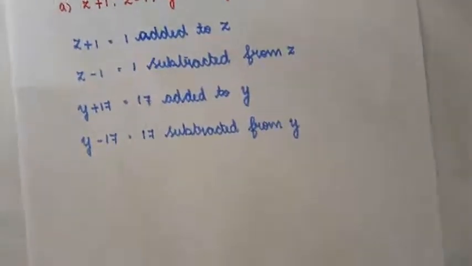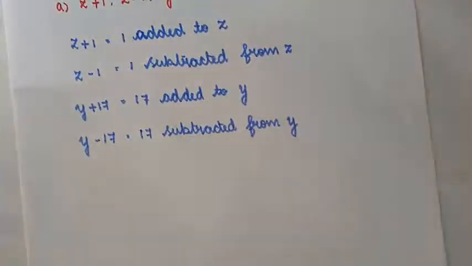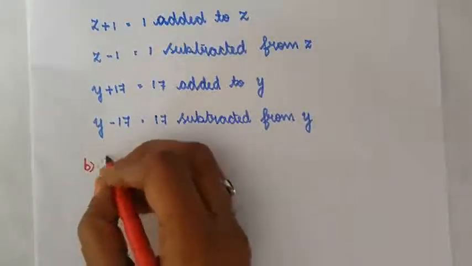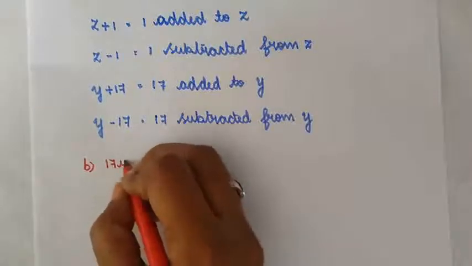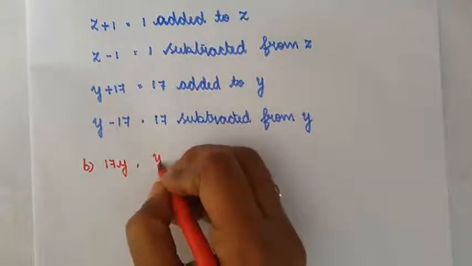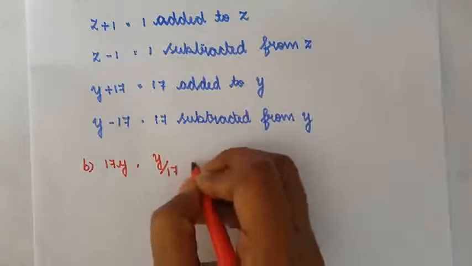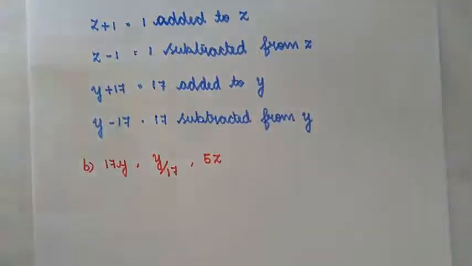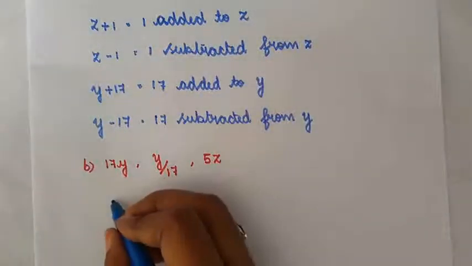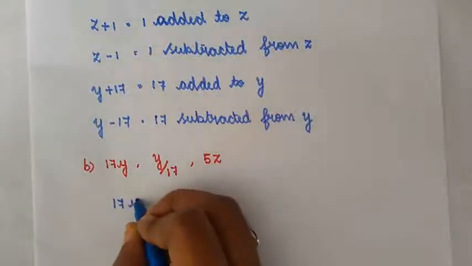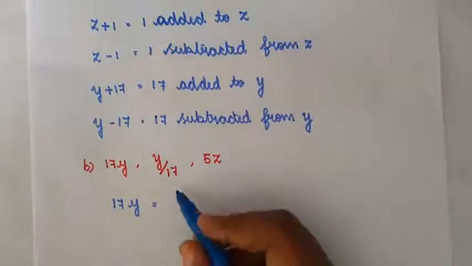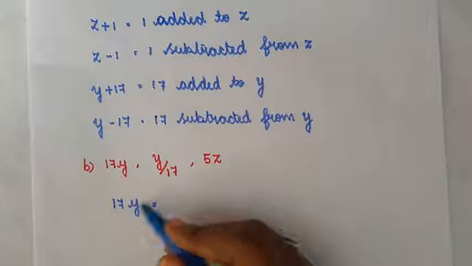Let me take subdivision B. It is nothing but 17y, y by 17, 5z. It has three terms. Let me take the first term, 17y. So 17y we can read as y multiplied by 17.